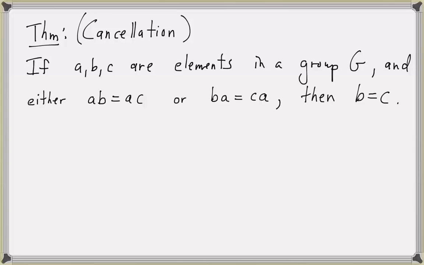So if we have multiplication by A on the left or multiplication by A on the right, we can simply cancel the factor A and conclude that B equals C. So we have a left cancellation and a right cancellation rule for elements of G. For proof, let's look at the expression AB equals AC. So if AB equals AC, then we can multiply both sides of this equation on the left by A inverse.